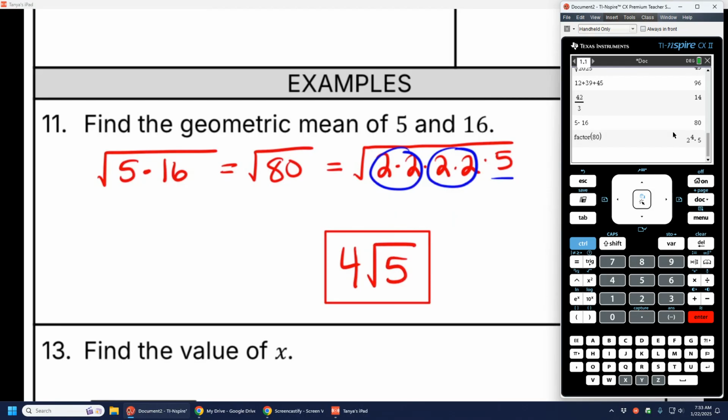4 square root 5. And one way you can check this is by putting it in the calculator and checking to see if you get the same decimal. So we did square root of 5 times 16. That gives me this. And then now my final answer, 4 times the square root of 5, gives me the same exact thing. So that's one way to check to see if you did it right.